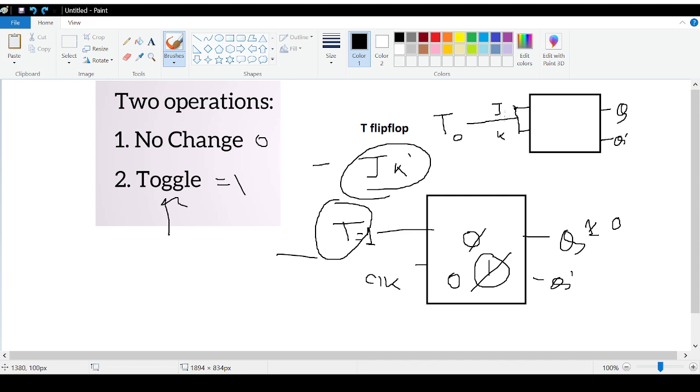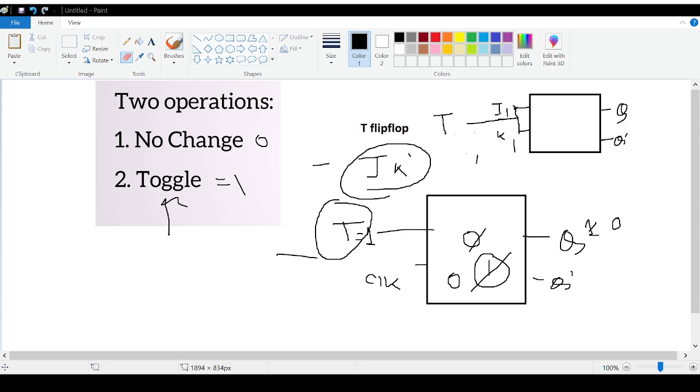Because if I pass 0, 0, it will remain unchanged. So if T is 0, J and K will both be 0, and it will remain unchanged. If I pass 1, then J and K will both be 1, and if J and K are both 1, it will do the toggle operation. So if you just short J and K, it will become a T flip-flop. Alright, so this is how we can convert a JK flip-flop into a T flip-flop.